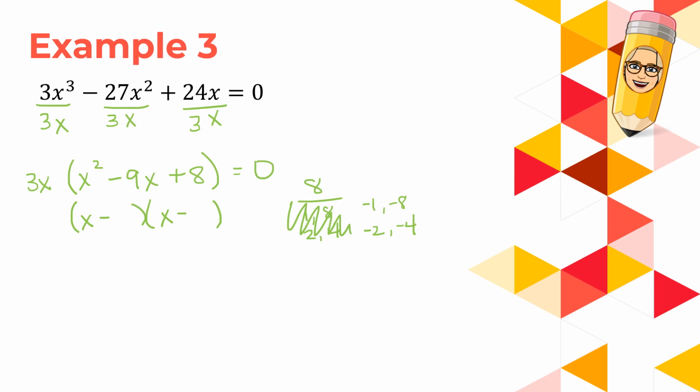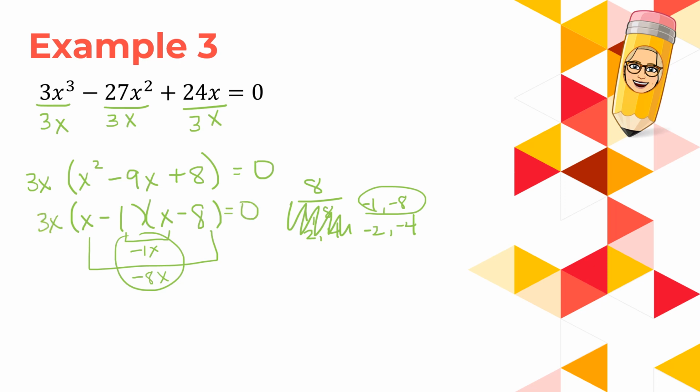Okay, but here I want to look at the numbers that combine to give me a -9, and it looks like we're going to have a -1 and a -8. Again, check your inners. -1 times x would give me a -1x. Outers would give me a -8x. Together gives me a -9. Don't forget to bring down your 3x and set it equal to 0.